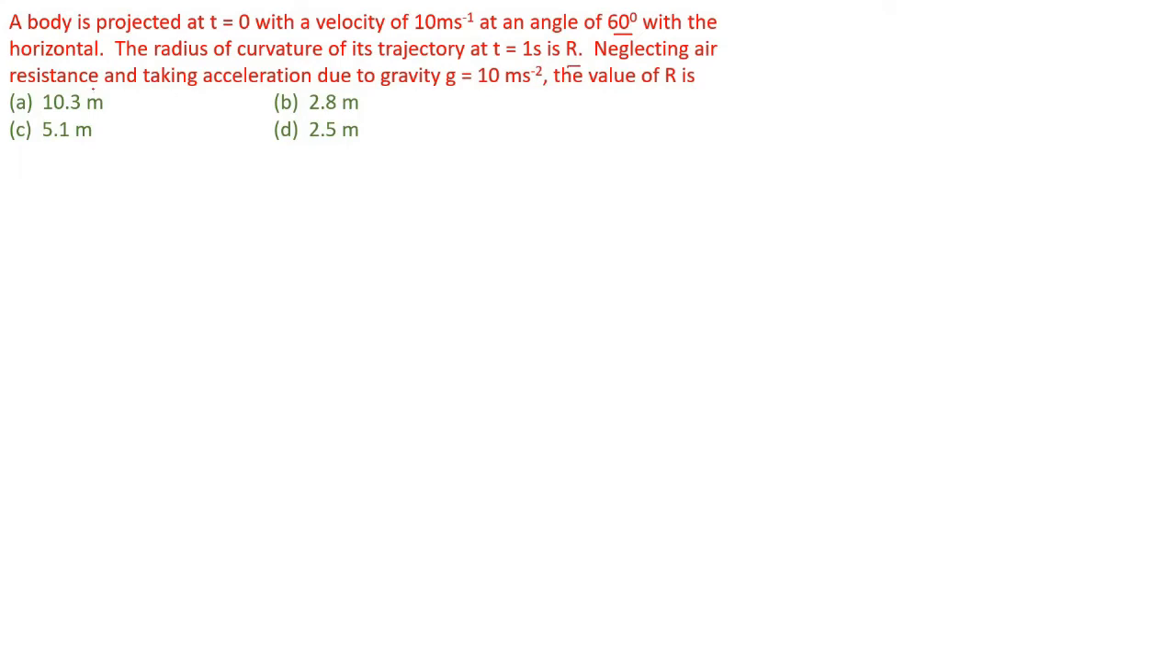Neglecting air resistance, and taking acceleration due to gravity g as 10 meter per second squared, the value of r is option A 10.3 meter, option B 2.8 meter, option C 5.1 meter, option D 2.5 meter. So we see how to do this problem.